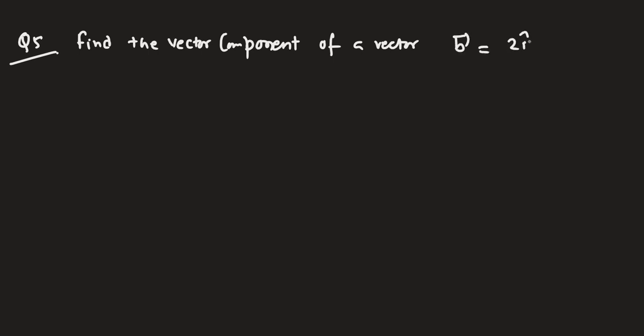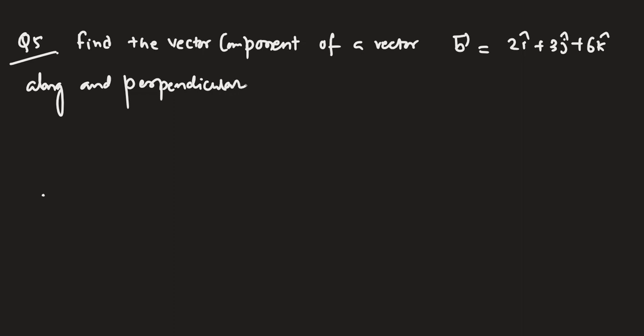Find the vector components. Question is: find the vector components of a vector b which is equal to 2i plus 3j plus 6k, along and perpendicular to the non-zero vector 2i plus j plus 2k.